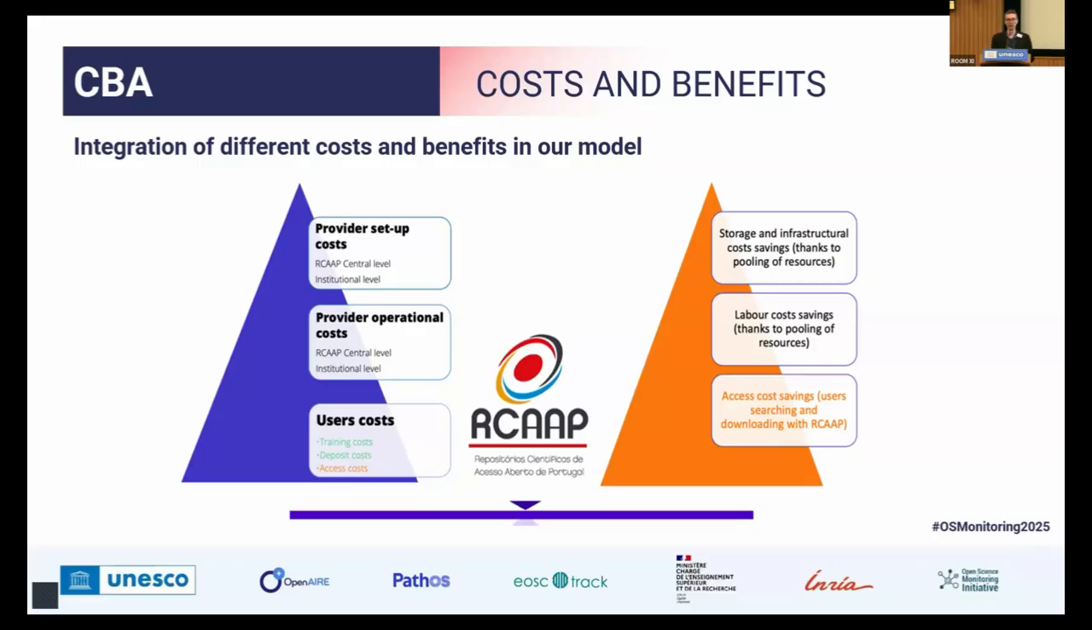So it means that basically we are proposing a conservative approach. In reality, the benefits of CAP would probably be higher because we expect some savings linked to the fact that people spend less time retrieving the documents. And on the benefit side, we mainly included labor cost savings due to the pooling of resources, the fact that you have one team at the central level managing different repositories, and data storage costs for the same underlying reason.